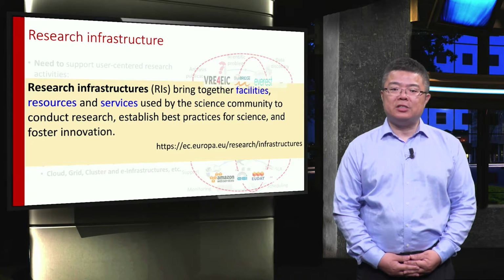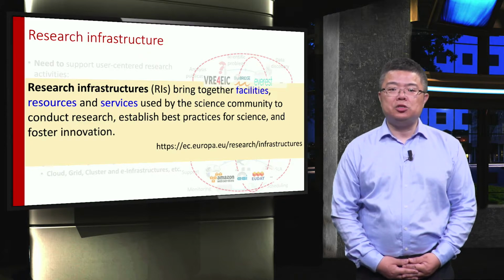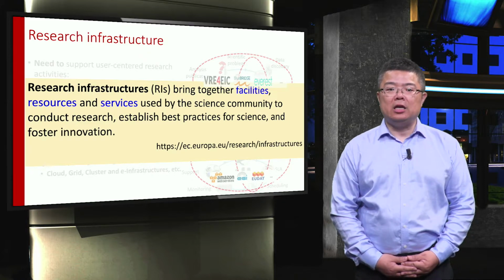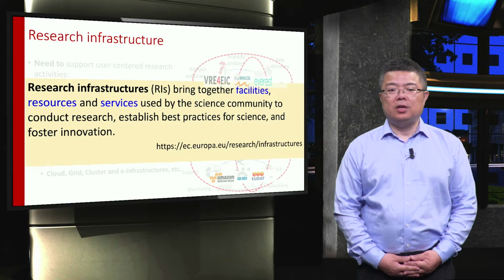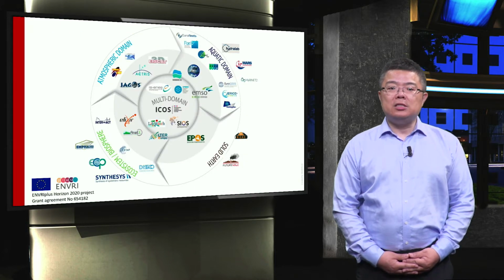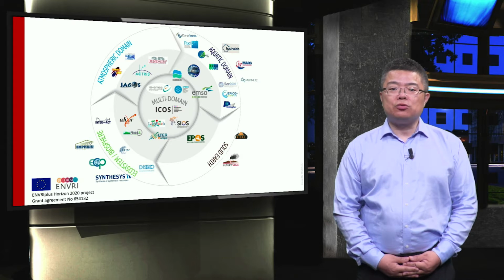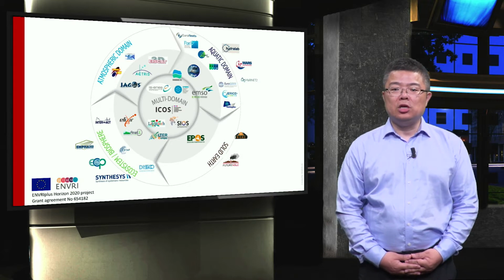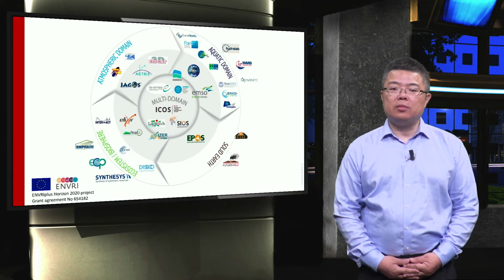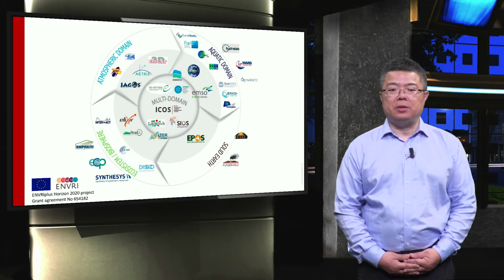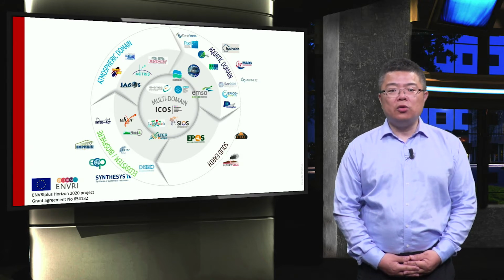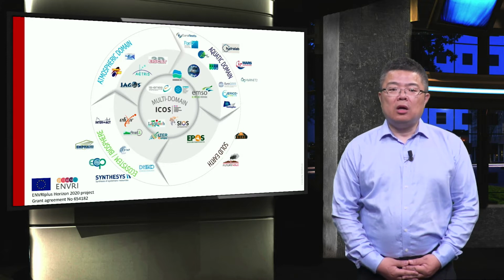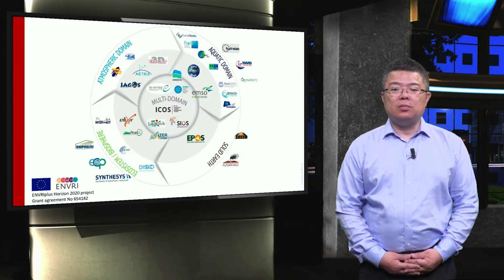It brings together facilities, resources, and services used by the scientific community to conduct research, establish best practice for science, and foster innovation. In environmental and earth sciences, there are research infrastructures for different subdomains, including ecosystem, aquatic, atmosphere, and solid earth domains. Some of them cross more than one subdomain, and there are some examples.